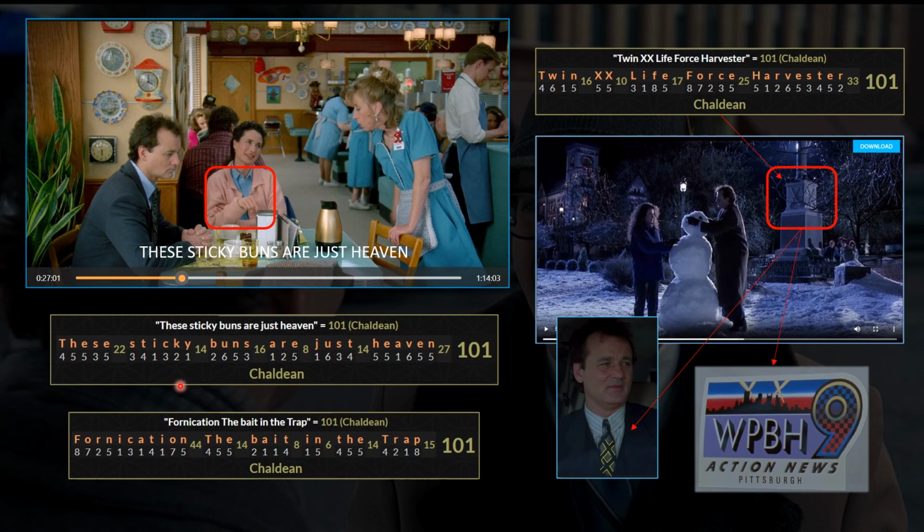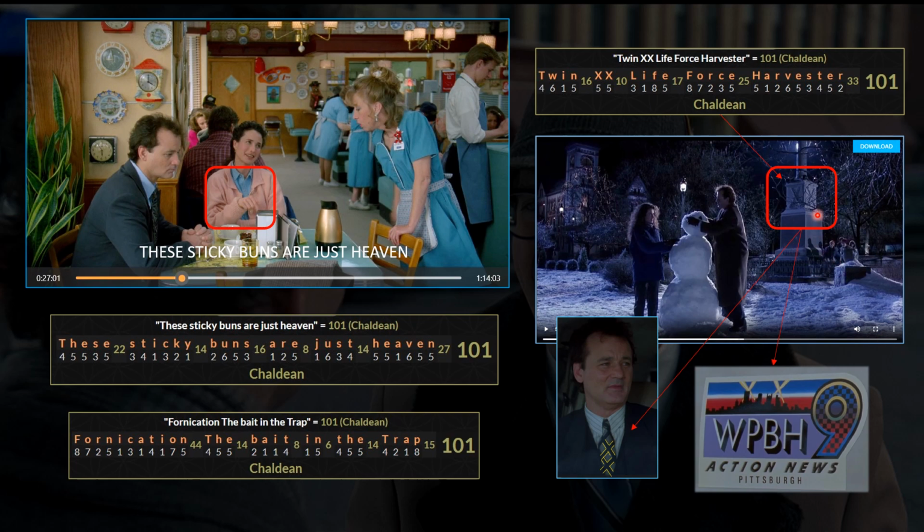"These sticky buns are just heaven" is a 101 in Chaldean, and that matches fornication, the bait and the trap, being 101. Also matching twin XX life force harvester, also being a 101. And we see lots of twin X symbolism in this movie, representation of the matrix, the twin female system that runs this, matrix being the word womb in the Bible.